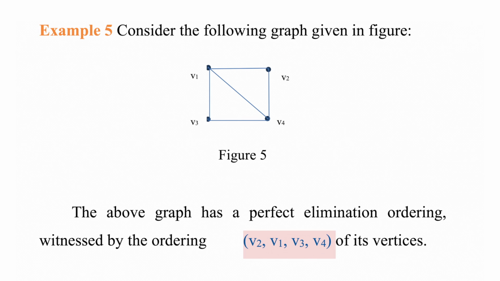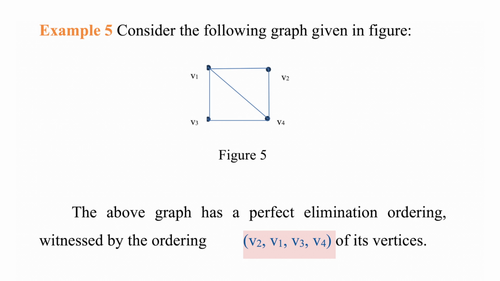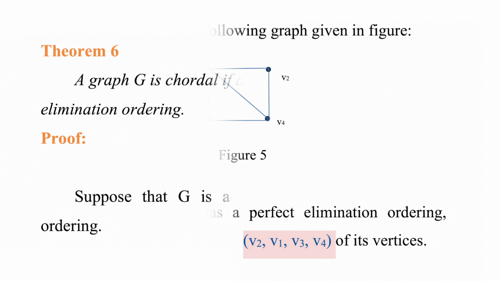Now, let us see an example of perfect elimination order. Example 5. Consider the figure which is on the screen now. The above graph has a perfect elimination ordering witnessed by the ordering V2, V1, V3, V4 of its vertices.